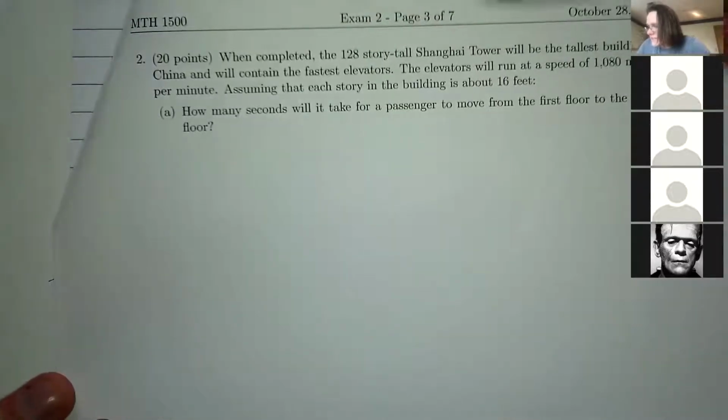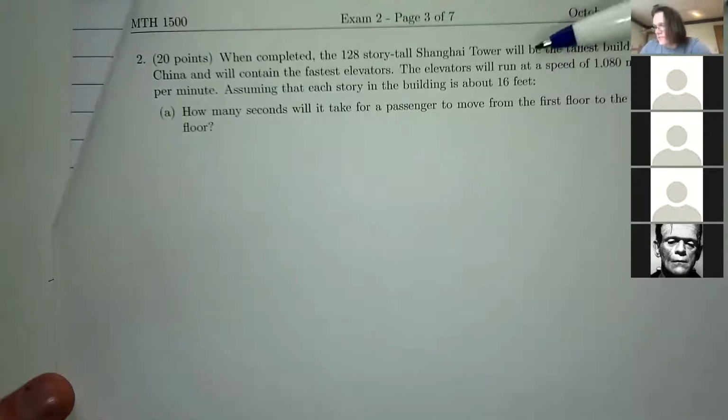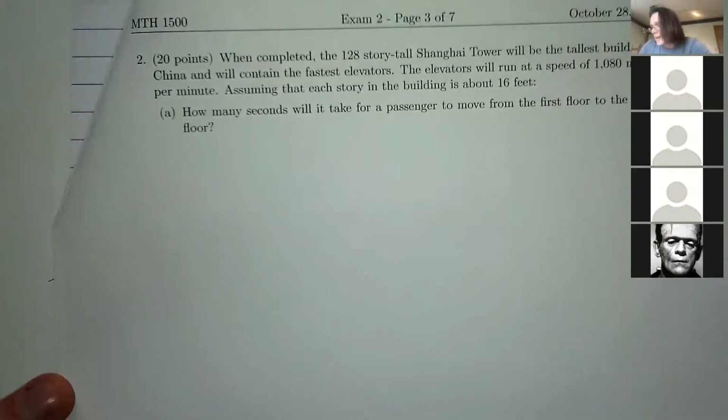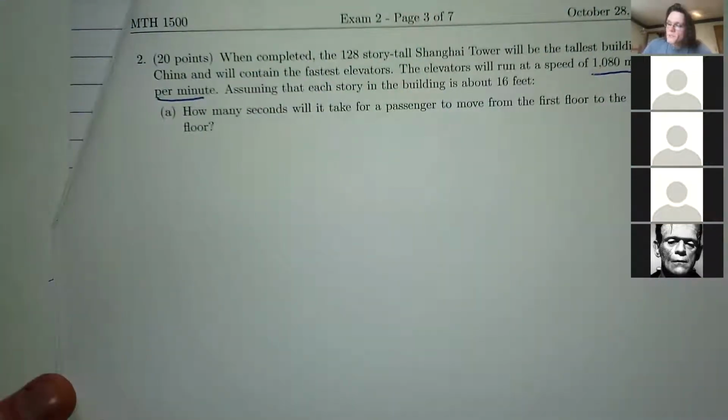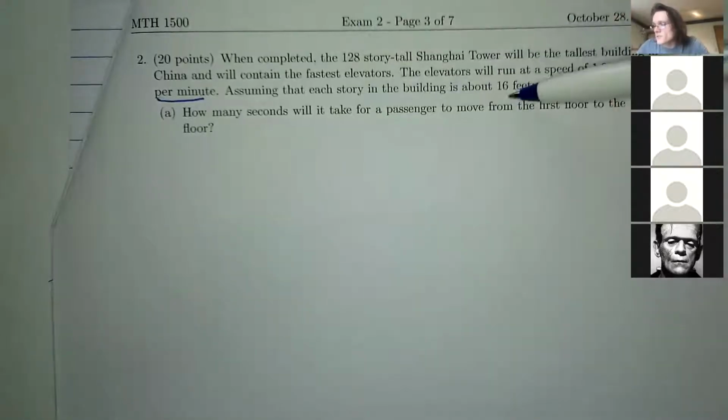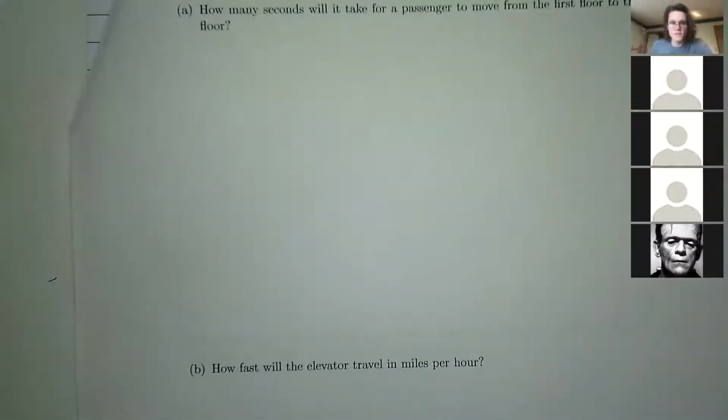We have this tower. It's 128 stories. It doesn't matter that it's the tallest tower in China, and it doesn't really matter that it contains the fastest elevators. But the elevators run at a speed of 1,080 meters per minute, assuming that each story in the building is about 16 feet. So that's giving you a conversion right away, right? Each story is 16 feet. How many seconds will it take for a passenger to move from the first floor to the 120th floor? And then this part B here is how fast will the elevator travel in miles per hour?